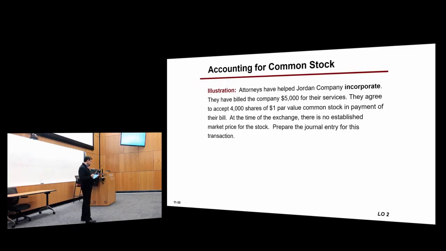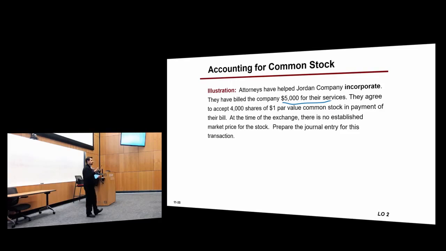Attorneys have helped Jordan Company incorporate. So this is when the company started. They have billed the company $5,000 for their services. Remember, service is, in a way, in many cases they can be negotiable, right? And $5,000 is the bill. They agreed to accept 4,000 shares of $1 par value common stock in payment of their bill.